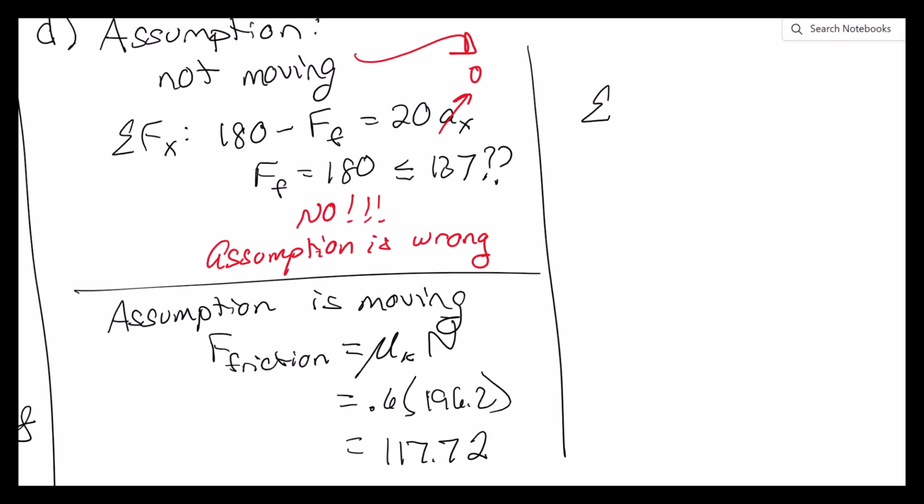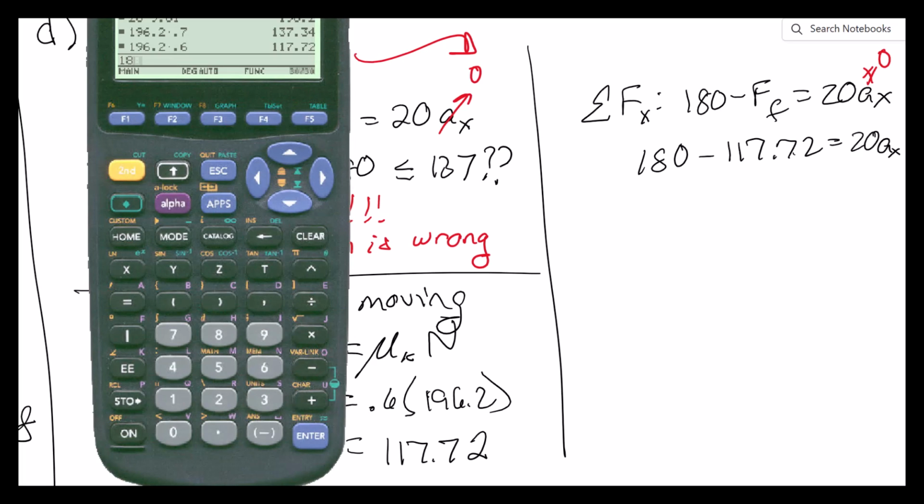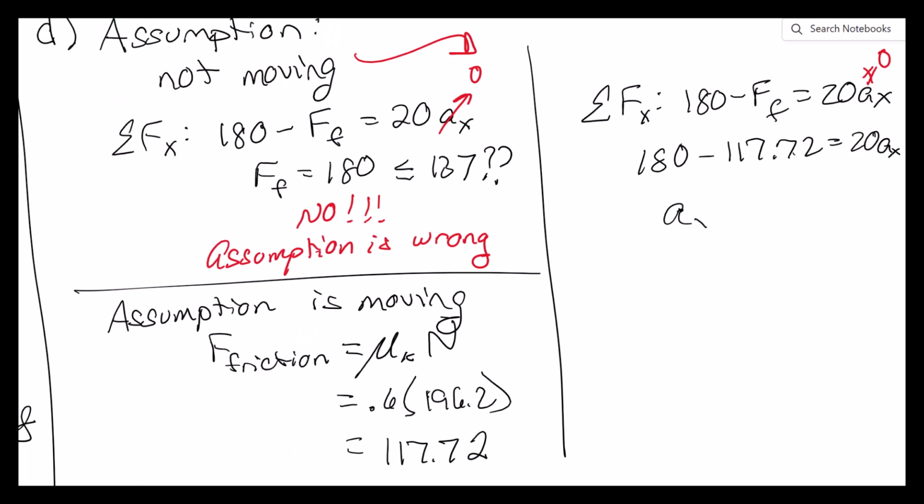So now we've got the sum of the forces in the x is 180 minus force of friction equals 20 a_x, and that's not 0. Now if it's moving, you have to put in that 117.72, because that's exactly what it is. There's no approach, blah, blah, blah. For the purposes of this class, it's just direct. So now we have an acceleration of 3.114.